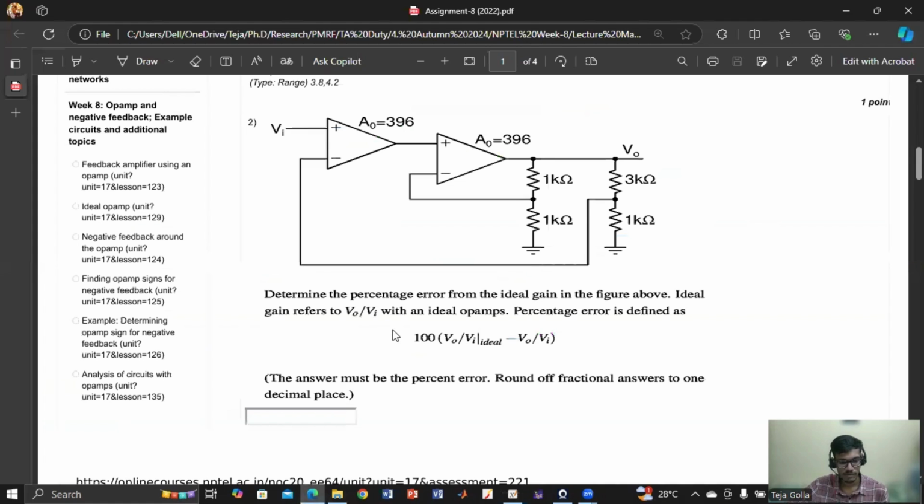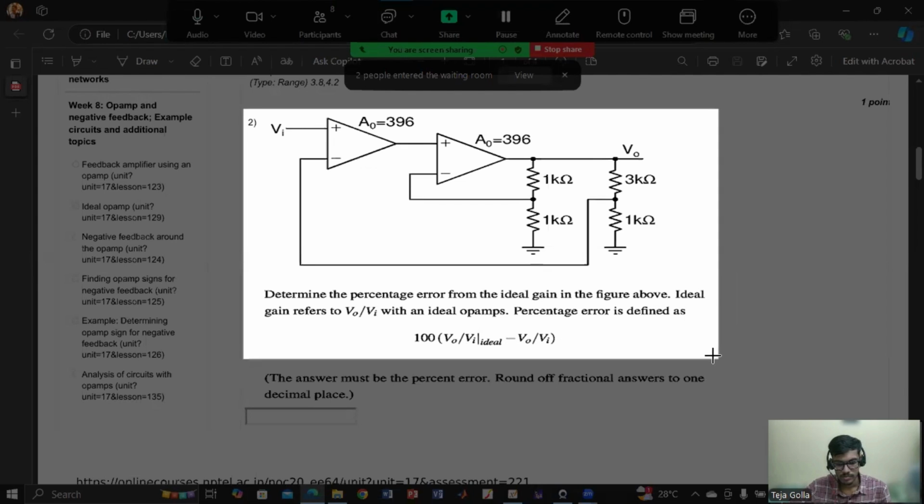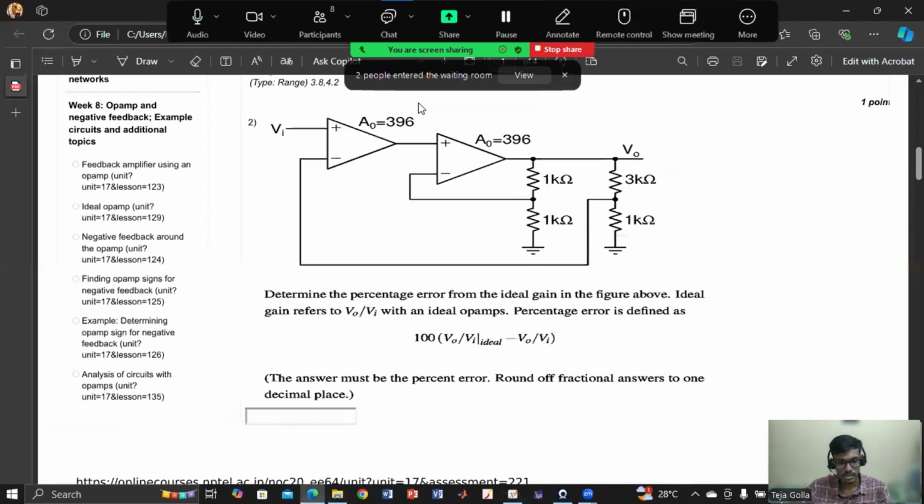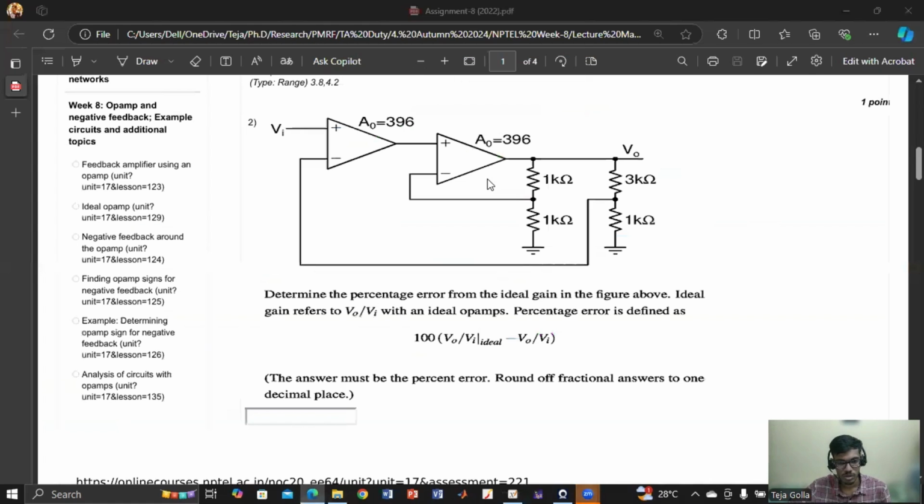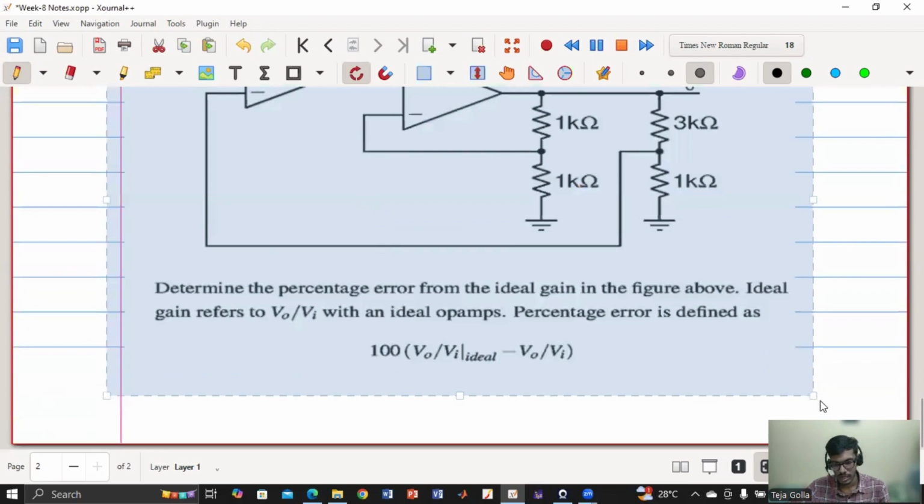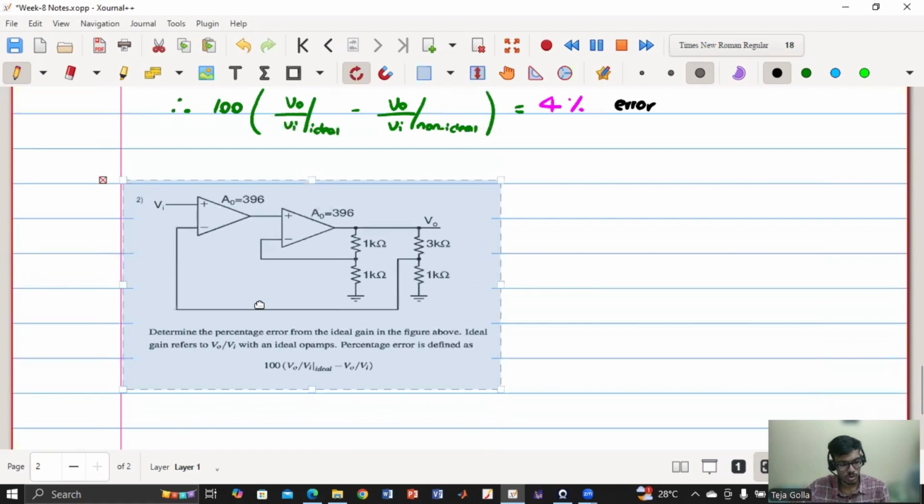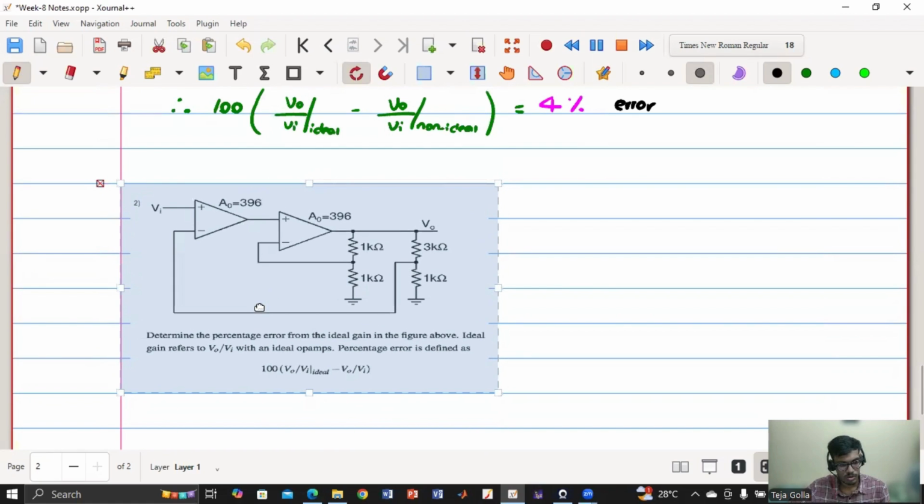If that is clear, then we'll move on to a similar kind of problem, but it is a little bit tricky. So let us see how to solve this question. Someone has mentioned clear, sir. Okay, so this will be our problem two. And if you see, there are two such amplifiers, not one, but two. Any idea how to proceed with this?